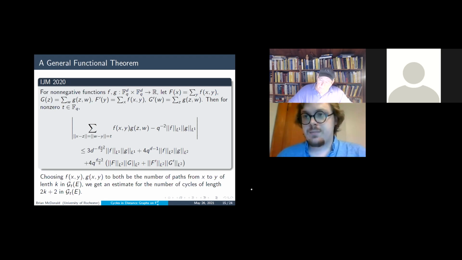Right, and so the error terms are bounded in terms of the L1 norm and the L2 norm of f and g, as well as the L2 norms of capital F, capital G, capital F prime, capital G prime, where capital F, for example, is you're summing over the y coordinate in f. Okay, so how does this allow us to set up an induction?